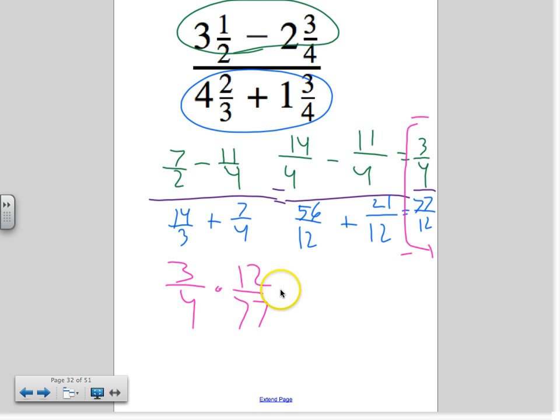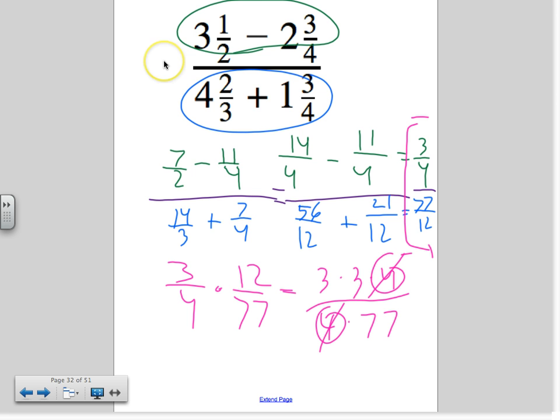For you, instead of doing that, how about this? 3 times 12. If you break down 12, what do you have? Here's another way to do it. 4 times 3, right? Watch. 3 times 4. The bottom, I already have the 4. Times 77. Look, here's the 4, here's the 4. Cancel. They're all linked up in multiplication, therefore I can cancel the top and bottom. And you still end up with 9 over 77.